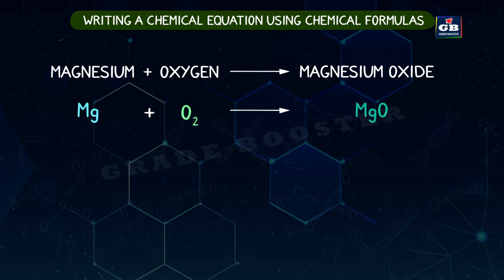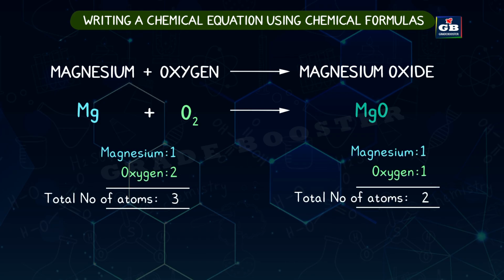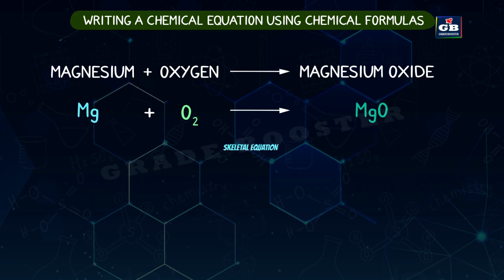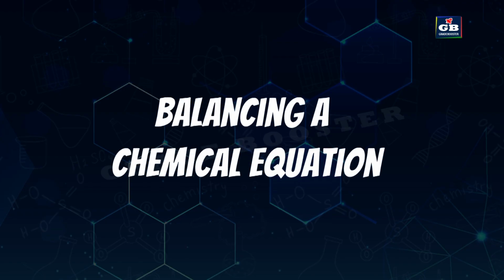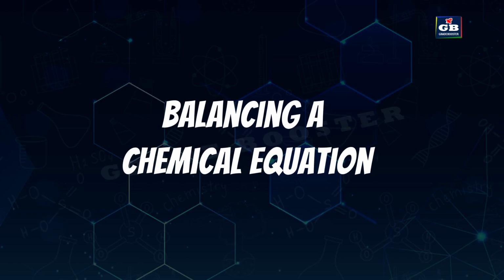Here the number of atoms on the left hand side and right hand side are not equal. That means this is an unbalanced equation. Such equations are called skeletal equations. Then, how to balance a skeletal equation? Let's see. Balancing a chemical equation.